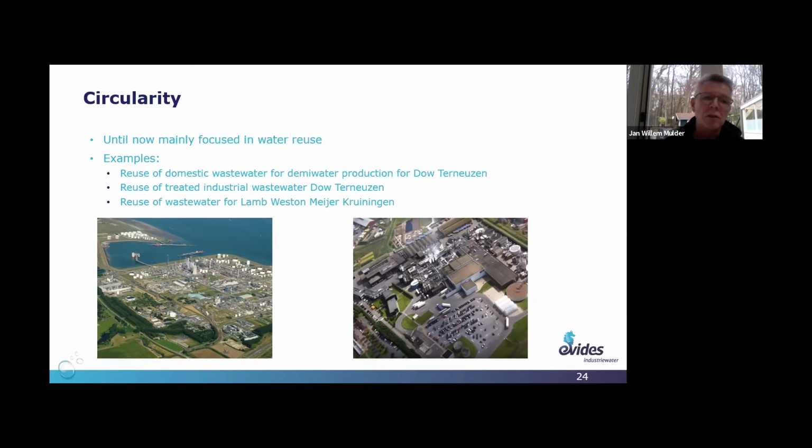A difficulty is that Lamb Weston Meijer is a potato processing industry. So we are dealing with the food sector, and wastewater reuse and food production is always a little bit difficult. For that reason, so far the water is reused in their boiler feed and other non-food applications. But the discussion is going on: when are you allowed to reuse wastewater in the food industry when it is also in contact with their products? The discussion is going on not only with this client, but more broadly in the Netherlands at the moment.